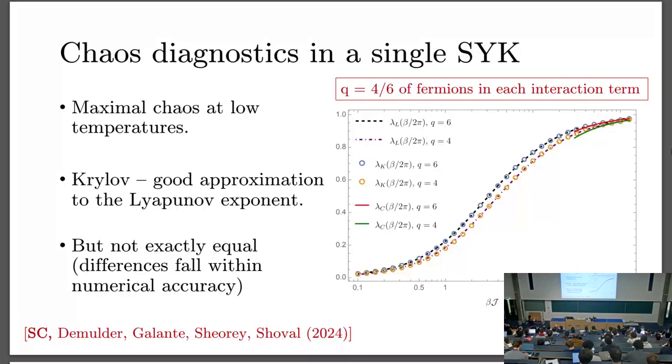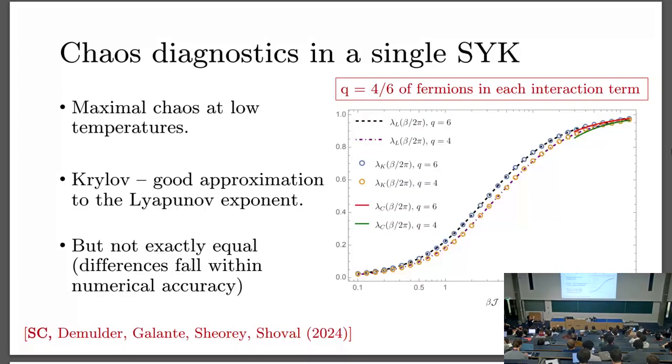In the round dots, you see the Krylov exponents. And in the dashed lines, you see the Lyapunov exponents. They look in this plot as if they match. There is a small difference between them, but this difference is very small. So it's actually still quite a good approximation to say that they are the same.